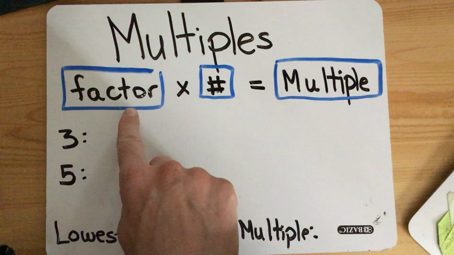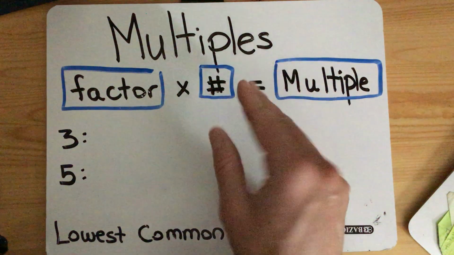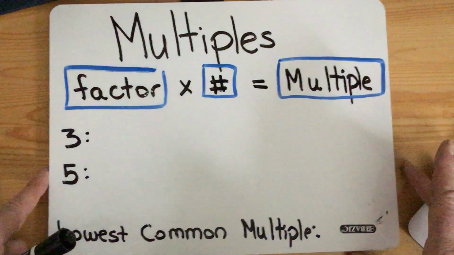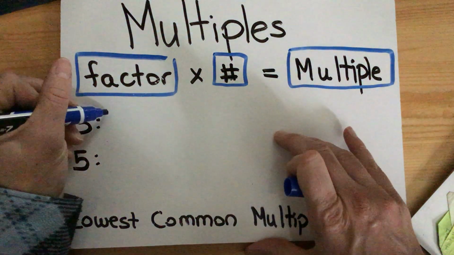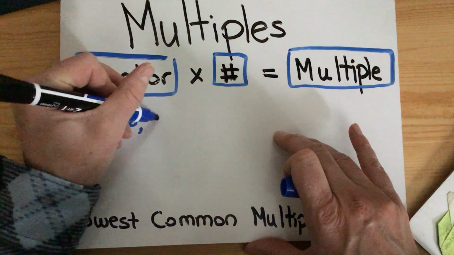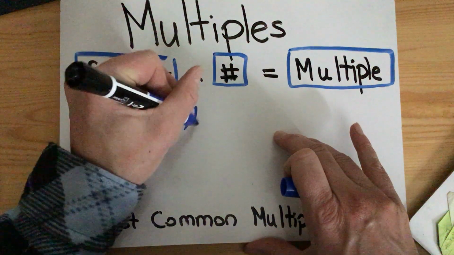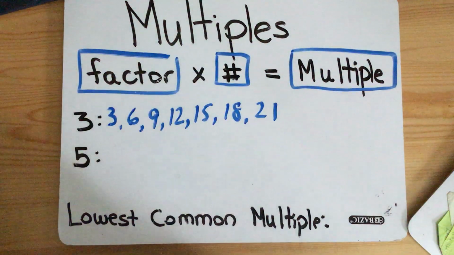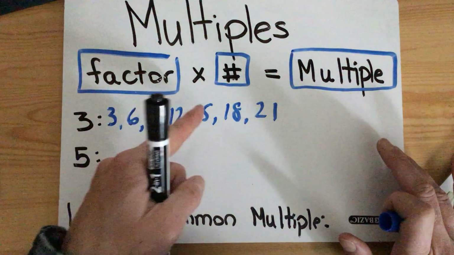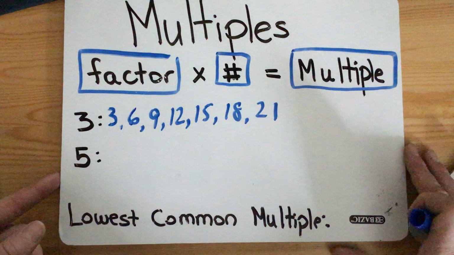So when you multiply a factor by a number or by a factor, you get a multiple. So when you think of 3 and I say write the multiples of 3, well, it's just skip counting. You'd go 3, 6, 9, 12, 15, 18, 21. So those are the first 7 multiples of 3.